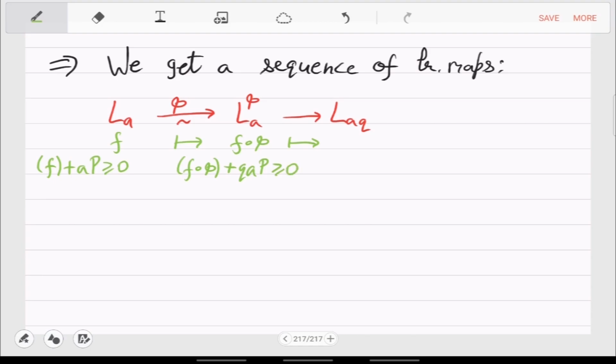Now since we know that the divisor of f composed with phi is nothing but a q multiple of the divisor of f, we know that this divisor plus QAP is greater than or equal to 0. Also here we are using the fact that phi fixes P. That is what is being used here. Because otherwise, if phi moves P, then you cannot get this inequality.